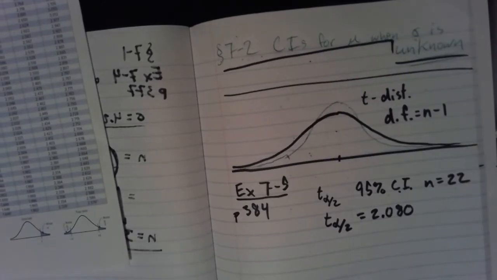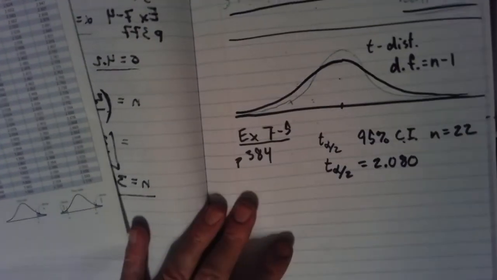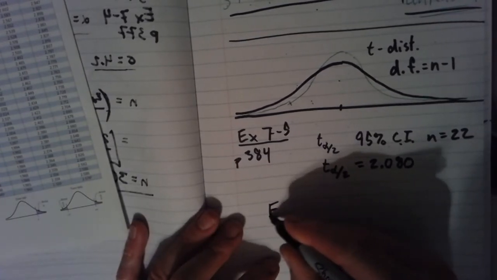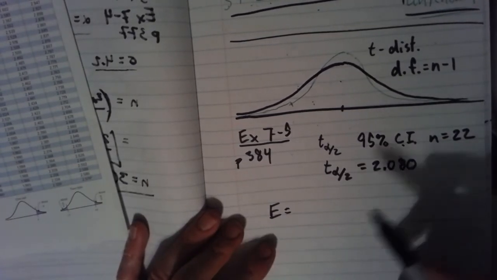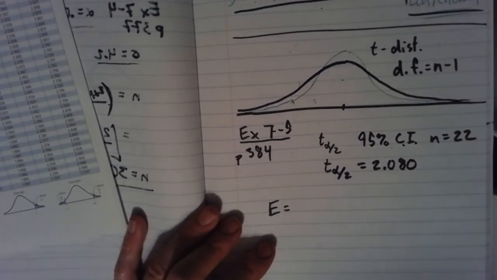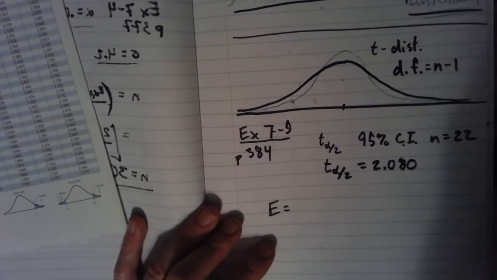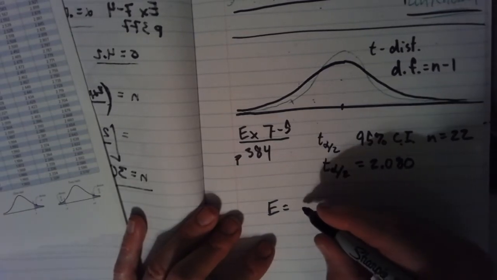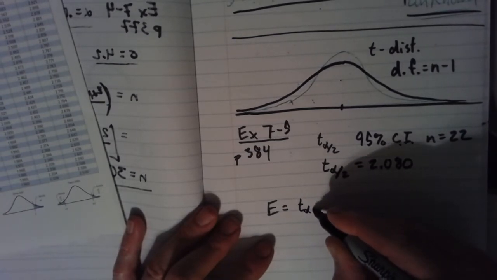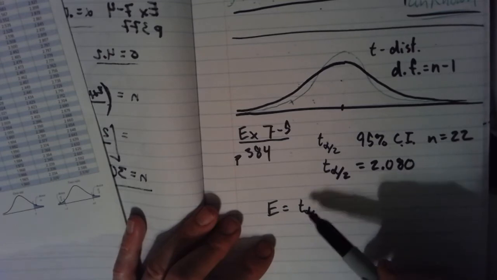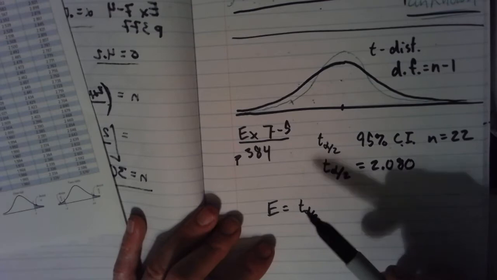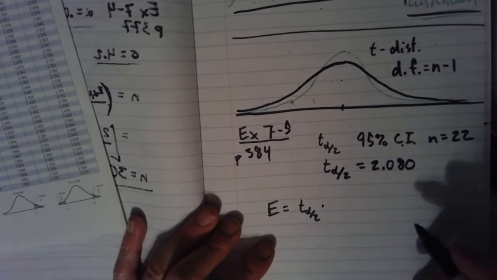All right, let's move on to the important formulas for Chapter 7, Section 2. The margin of error here is very similar to the margin of error for the confidence interval for mu when we know sigma. Here we don't know sigma, so we don't get to use the z distribution. We don't have critical z subscript alpha over 2's. We have critical t subscript alpha over 2's.